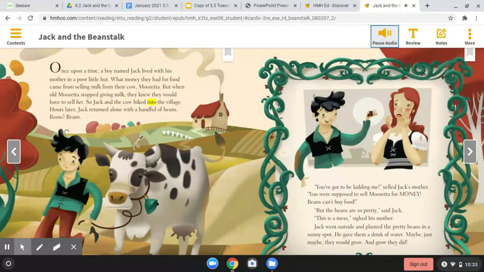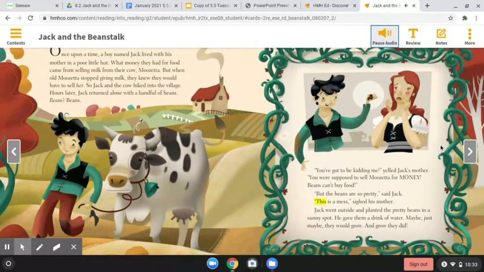Hours later, Jack returned alone with a handful of beans. Beans? Beans. You've got to be kidding me, yelled Jack's mother. You were supposed to sell Musetta for money. Beans can't buy food. But the beans are so pretty, said Jack. This is a mess, sighed his mother.